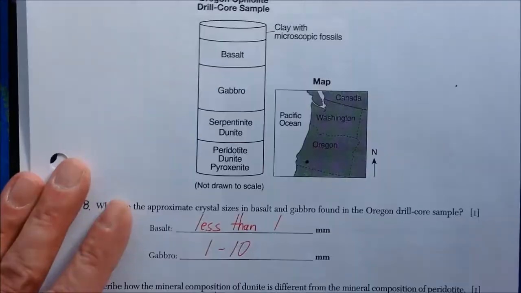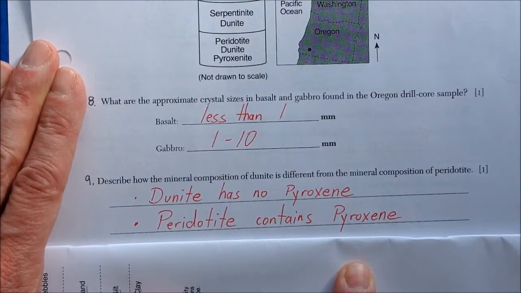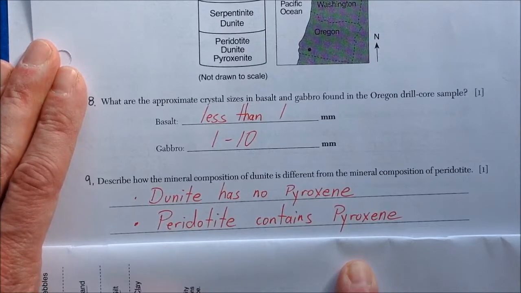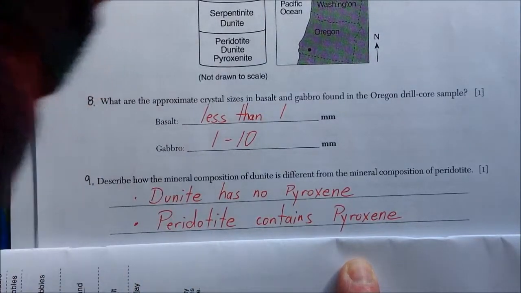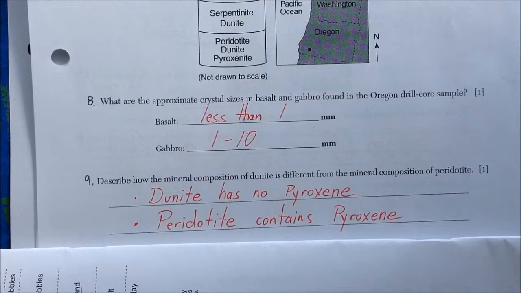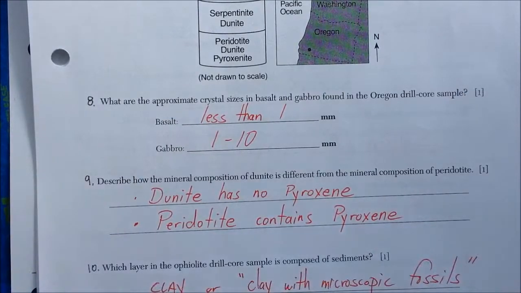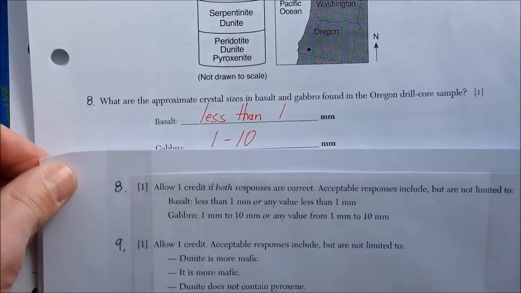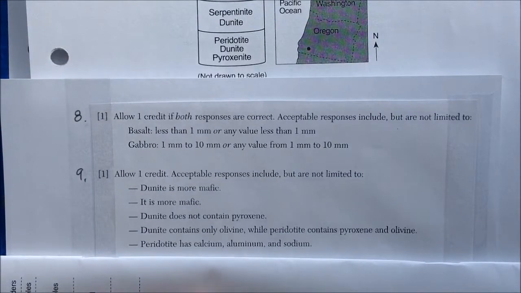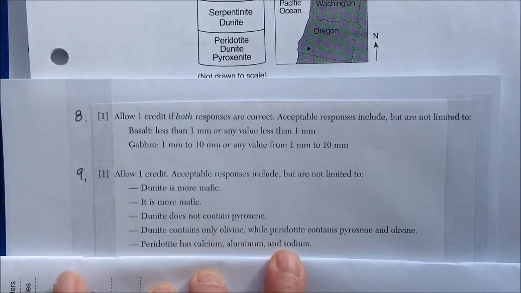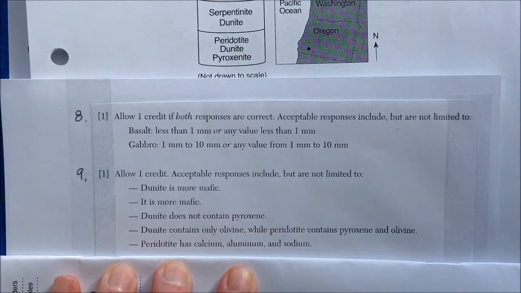So what I wrote originally on my answer key is I wrote this. I wrote some choices, 2 things I thought were reasonable answers. Dunite has no pyroxene. That's a good answer. Peridotite contains pyroxene. You could put that as a difference. And this is what the Regents exam key was. It was this. Okay, so you could pause it here. Gives you some examples of some things that were in the key. So pause it if you'd like to read them.